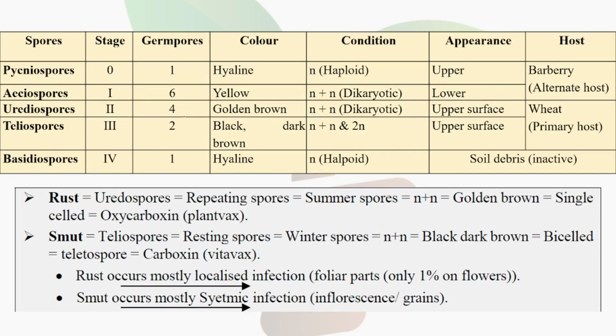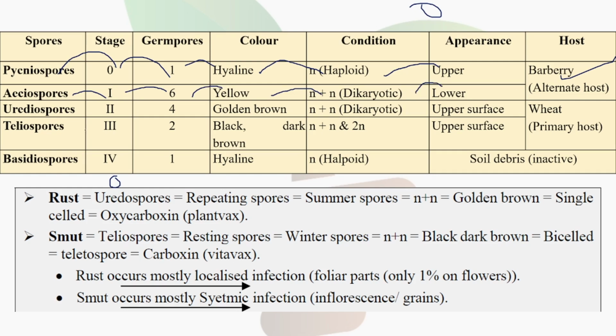So, to avoid confusion, there is a short summary given here, and all those things are represented in it. Pycnospores are stage 0, they produce one germ pore. Germ pore means germination pore, nothing else. The color is hyaline and the condition is haploid. Pycnospores are produced on the upper surface of barberry. Aeciospore is stage 1, with 6 germ pores, yellow in color, dikaryotic, N plus N, produced on the lower surface of the barberry.